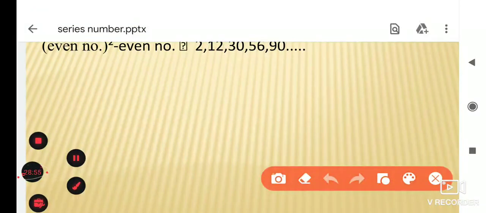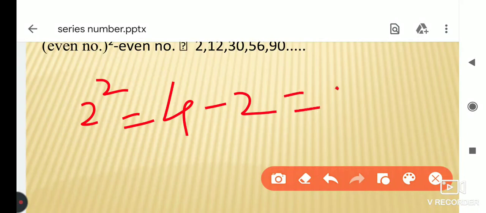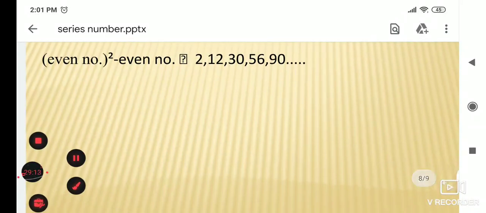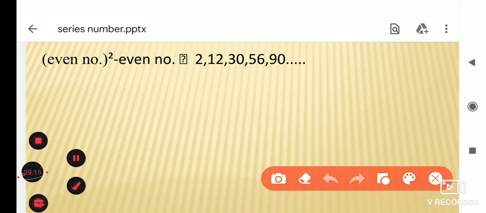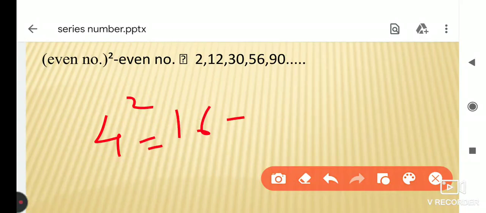The next example is even number square minus even number. The first even number is 2. The square of 2 is 4, minus 2, we get the answer, that is 2, the first number. The second even number is 4. Square of 4 is 16. Subtracting the number itself, 4, we get the answer, that is 12.